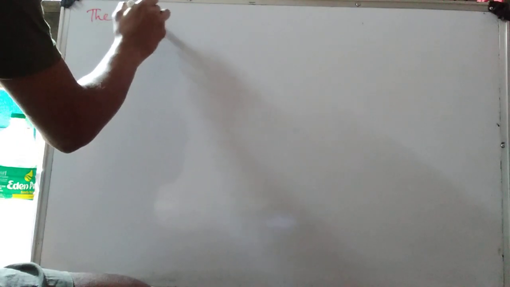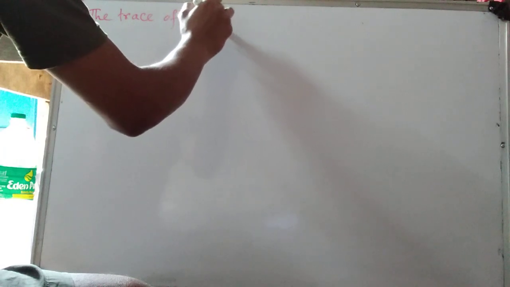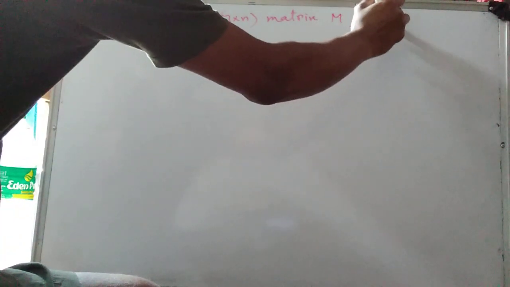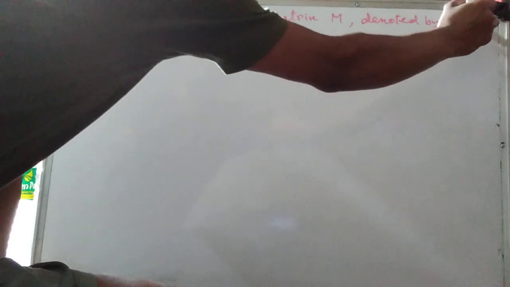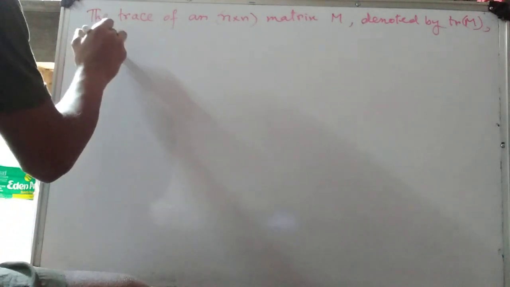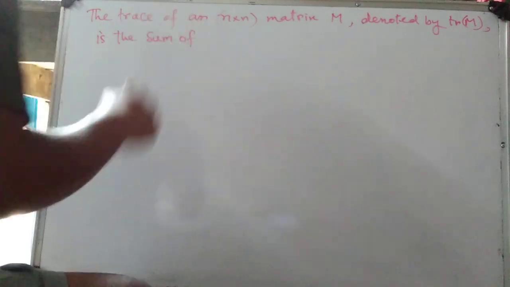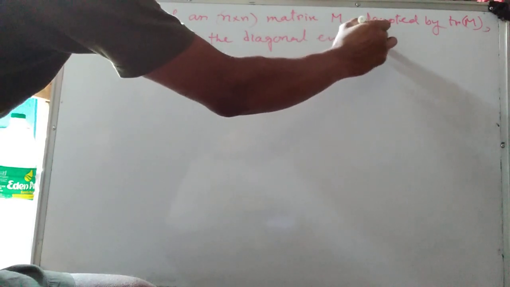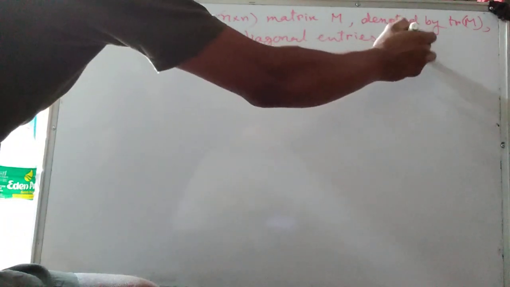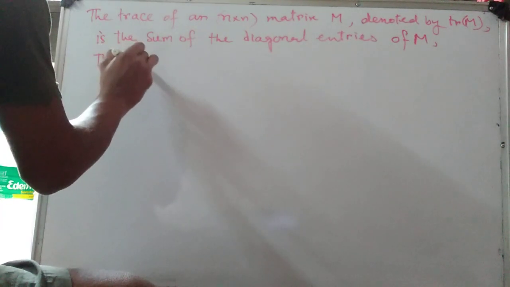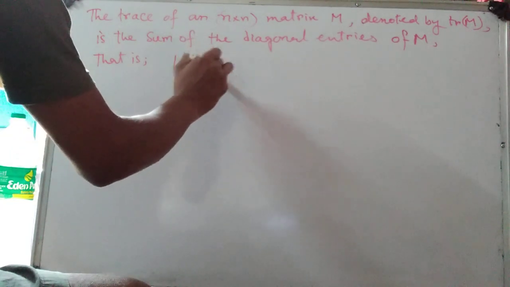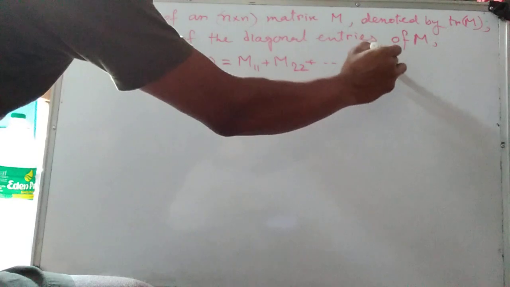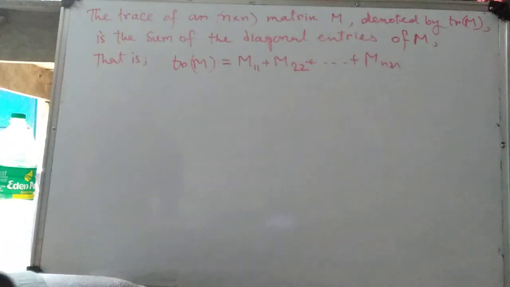The trace of an n cross n matrix M, denoted by trace M, is the sum of the diagonal entries of M. That is, trace M equals m11 plus m22 plus up to mnn.